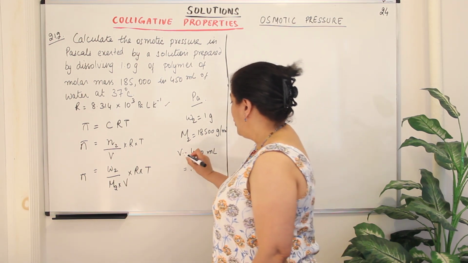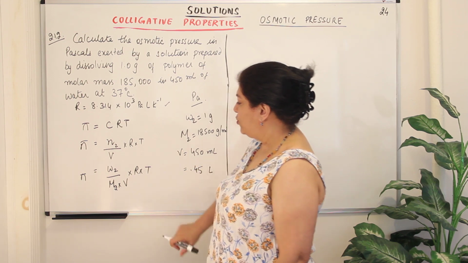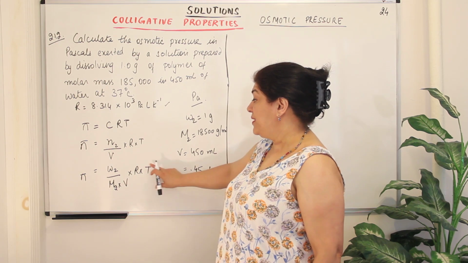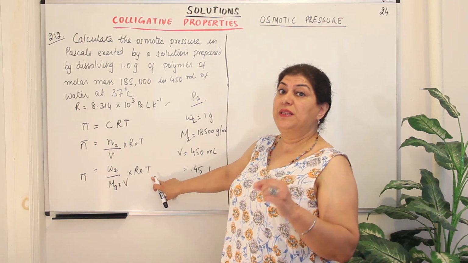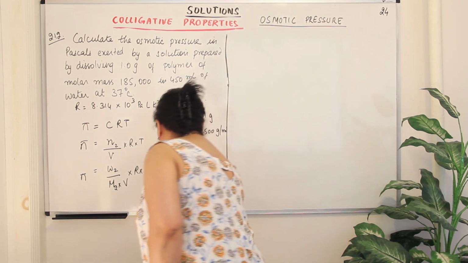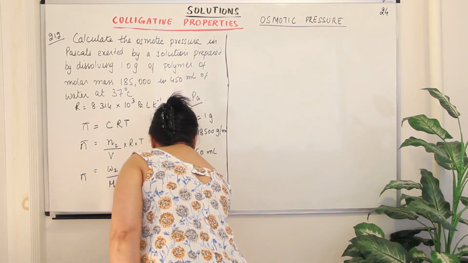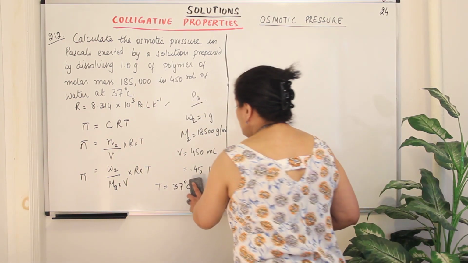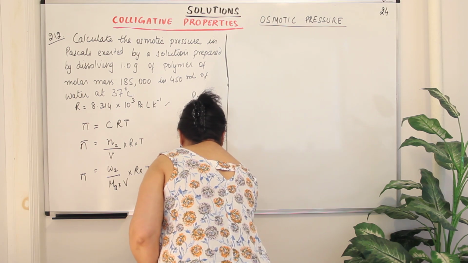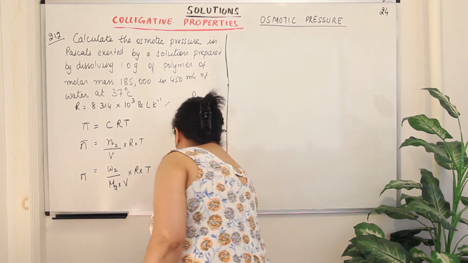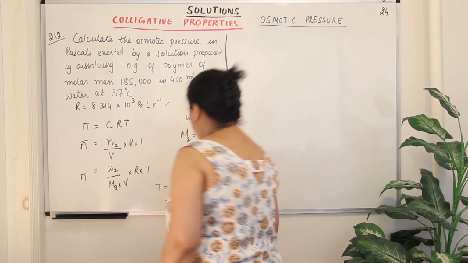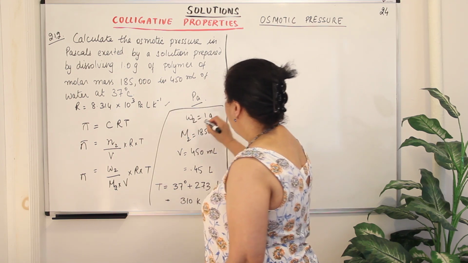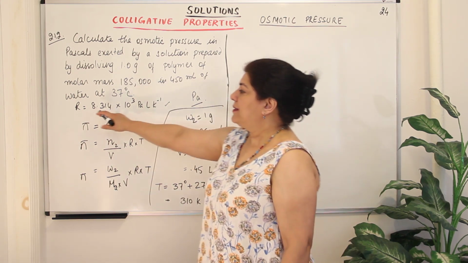So now we have volume, we have M2, we have W2, we have the value of R, and temperature is 37 degrees Celsius. Again, temperature is capital T, and capital T means it should be the Kelvin temperature. So we'll have to convert the temperature also. Temperature is 37 degrees Celsius, so 37 in Celsius plus 273.3, you will get the answer in Kelvin. So this will be equal to 310 Kelvin, right? So these are the values that you have: W2, M2, V, T, and this is the value of R.